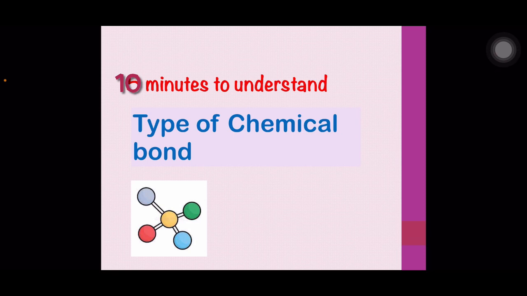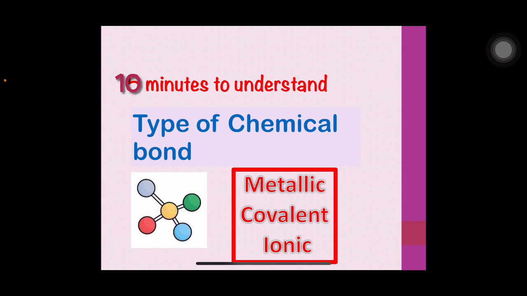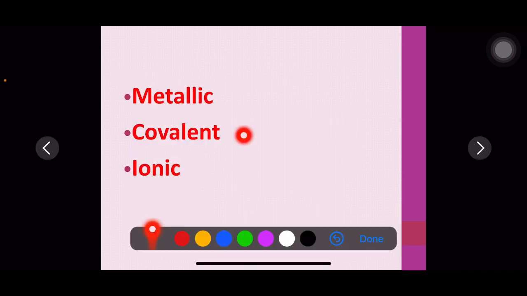Today we are going to learn what type of chemical bond is present in any substance: metallic, covalent or ionic. Let us start. There are different types of chemical bond: metallic, covalent or ionic bond. Although there are many other types of bonds like coordinate covalent bond or dative covalent bond, in the IGCSE syllabus we will cover only these types of bonding.